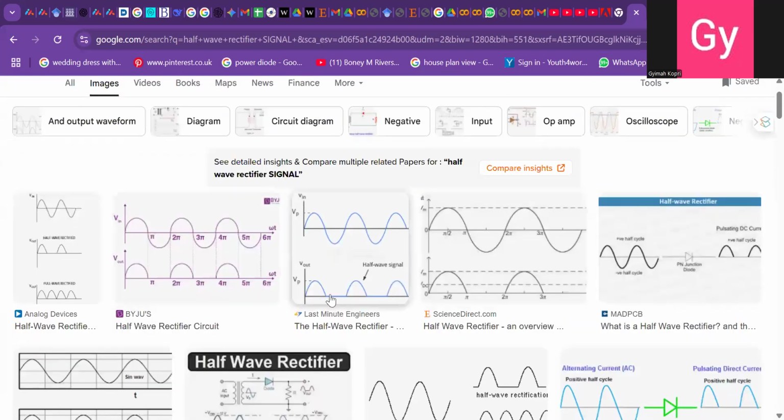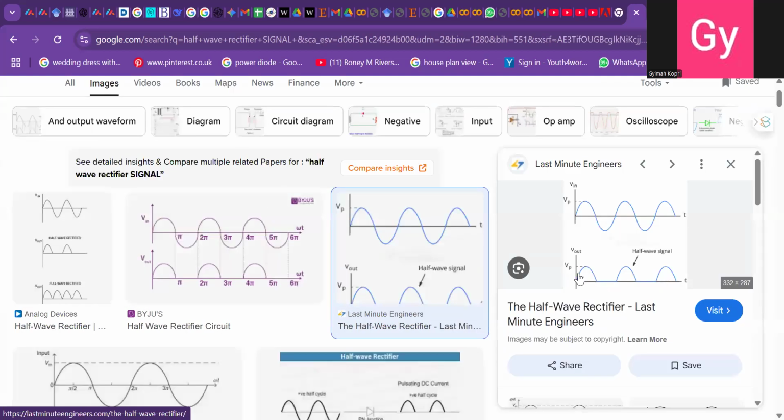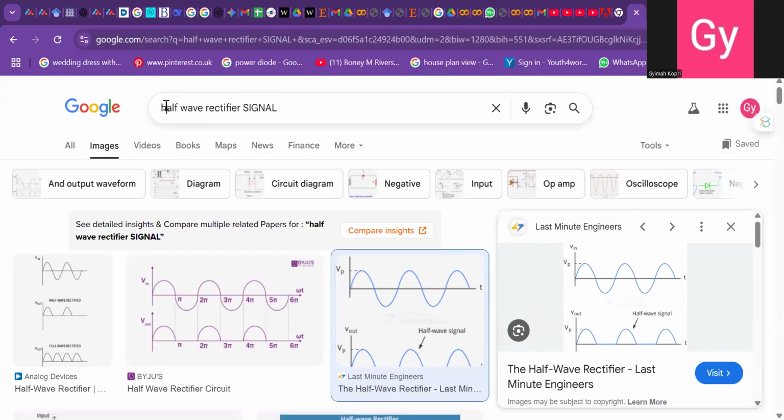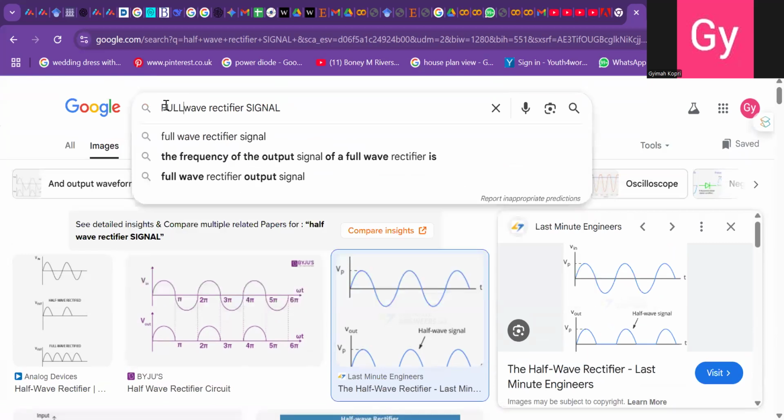So you see that there are spaces left. After you have harvested the signal like this, there's a space. But then when we talk of full wave, let's try and check full wave.